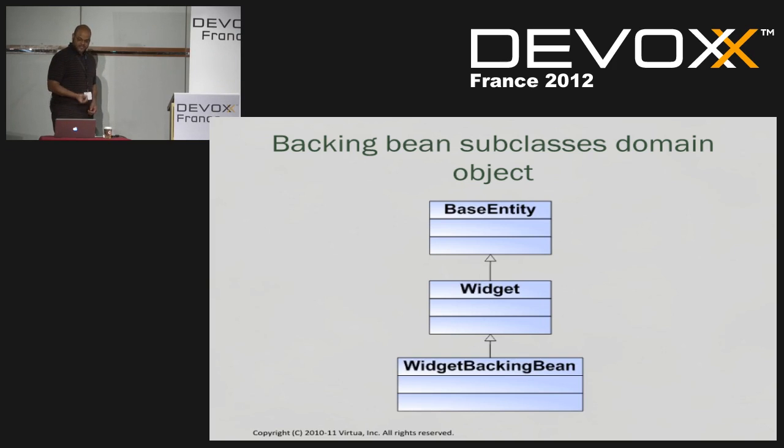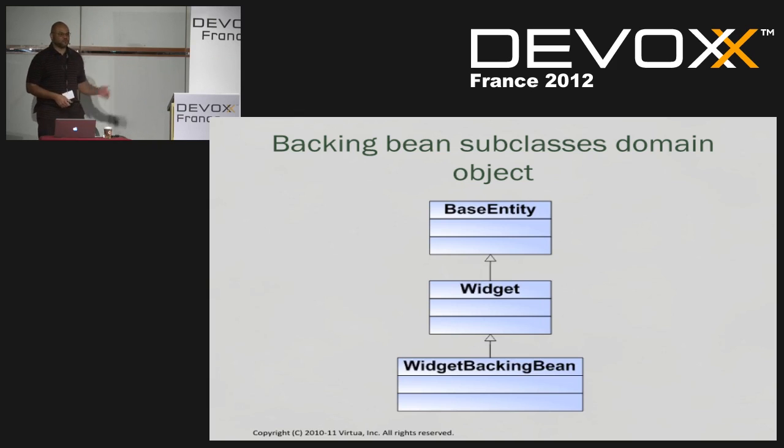All right, so in this scenario, like he said, we have a widget with the base entity as its superclass, right? That's not necessarily the problem if you consider that a widget is a domain object. Widget might subclass some sort of base object. The problem really is that the backing bean is subclassing widget, okay? Because, from an OO perspective, widget might be an entity, but a widget backing bean is not really a widget. A widget backing bean is a controller for a page, okay?